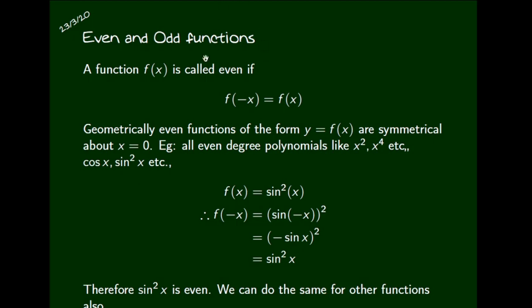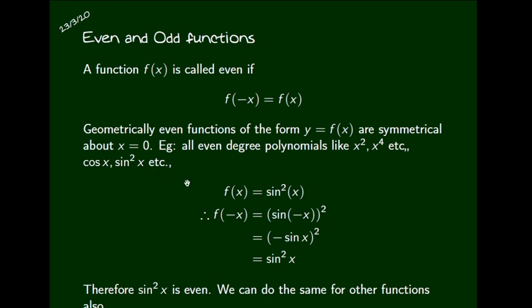We are going to define these odd and even functions mathematically like this. A function f of x is called even if f of minus x equal to f of x. That means this function gives the same graph for positive x and negative x. That is, it is symmetrical about the x equal to 0 line, or y-axis. Geometrically, even functions of the form y is equal to f of x are symmetrical about x equal to 0, that means the y-axis. Examples of even functions are even degree polynomials like x square, x raised to 4, etc., x raised to 2n, then cos x, sin square x, etc.